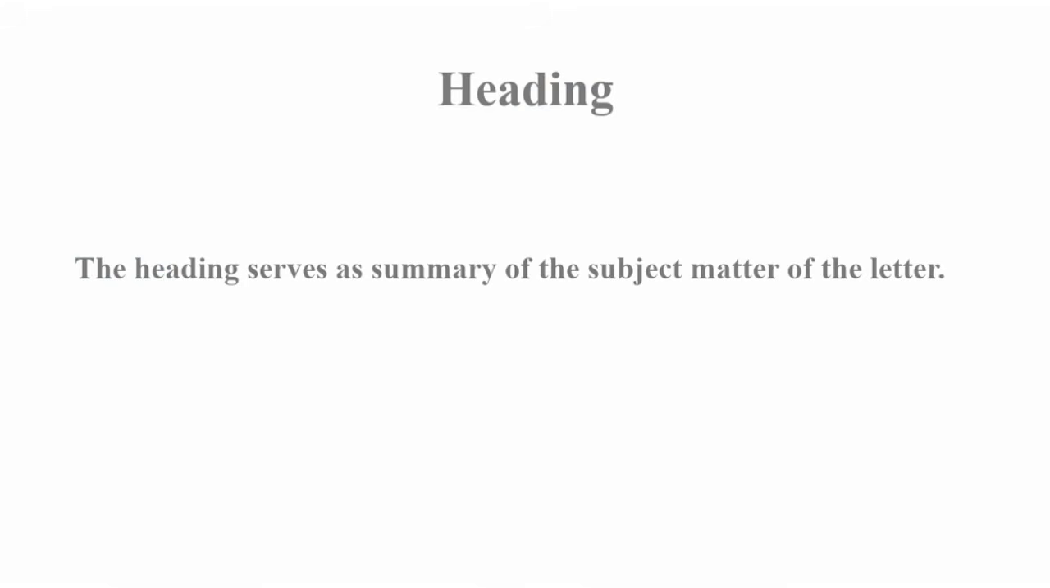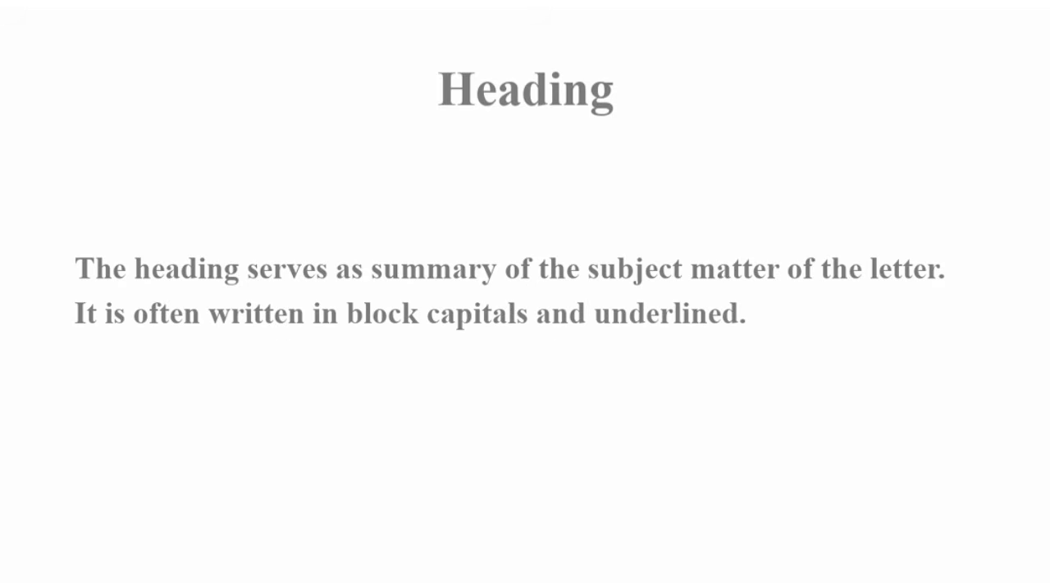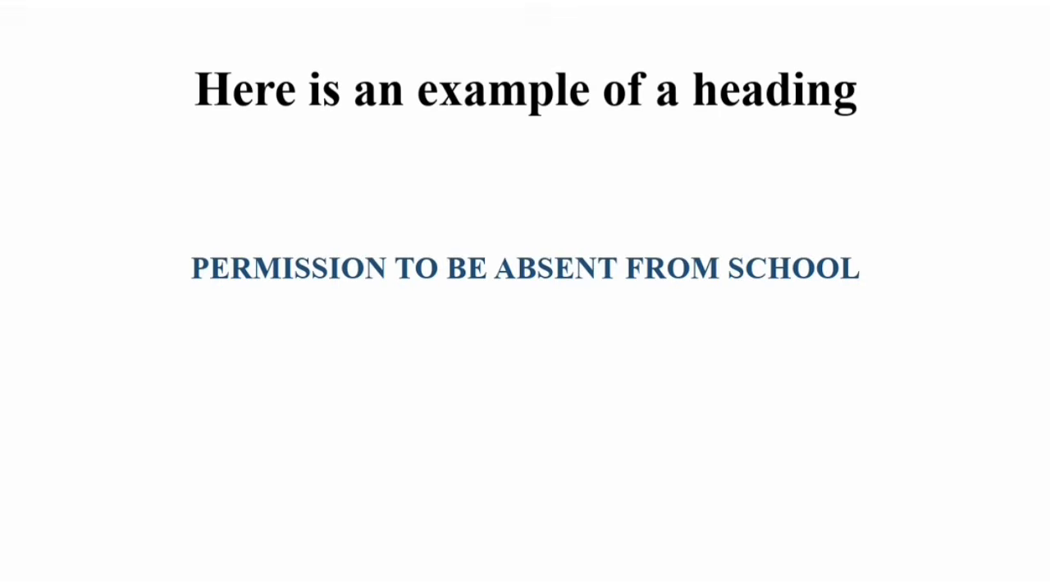Now let us look at the heading. The heading serves as summary of the subject matter of the letter. The reader should know what the entire letter is about by simply looking at the heading. It is often written in block capitals and underlined. It is written immediately below the salutation. Now, let us look at an example of the heading. Permission to be absent from school, underlined.